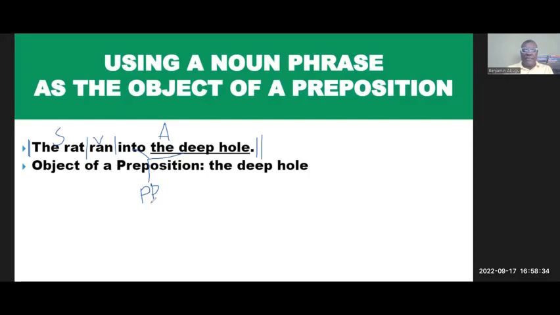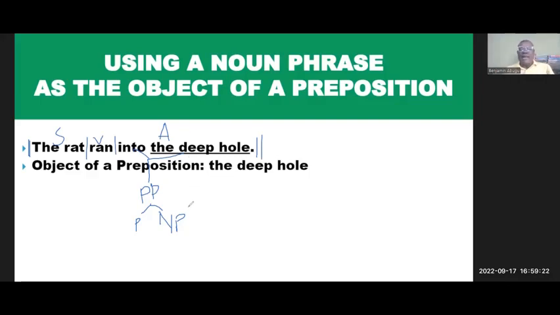And a prepositional phrase is always made up of two things. You have a preposition. Into is a preposition. And then you have a noun phrase. So a preposition plus a noun phrase can give you a prepositional phrase. So when you have a prepositional phrase, where you have a preposition and the noun phrase, the noun phrase is doing the job of the object of the preposition. And this is what it does.